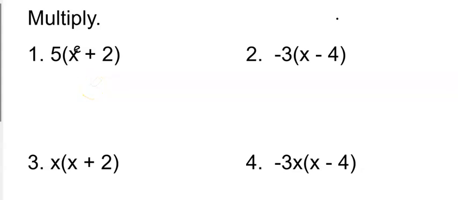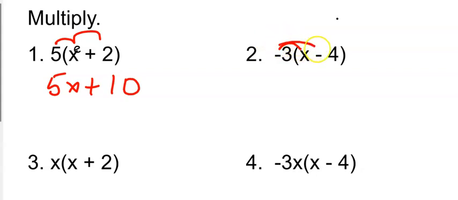Let's begin by multiplying the following expressions. So 5 times x plus 2. If we distribute the 5, we got 5x plus 10. Again, distributing a negative 3, we end up with negative 3x plus 12.